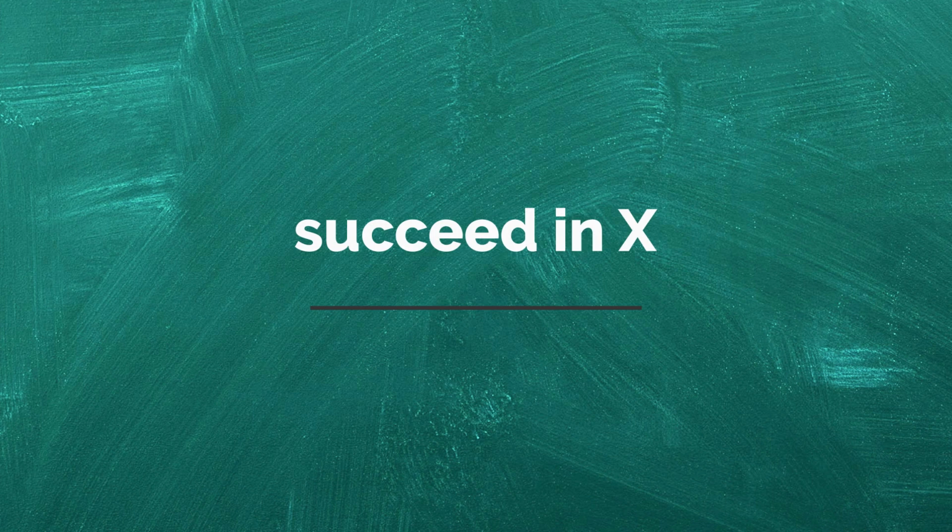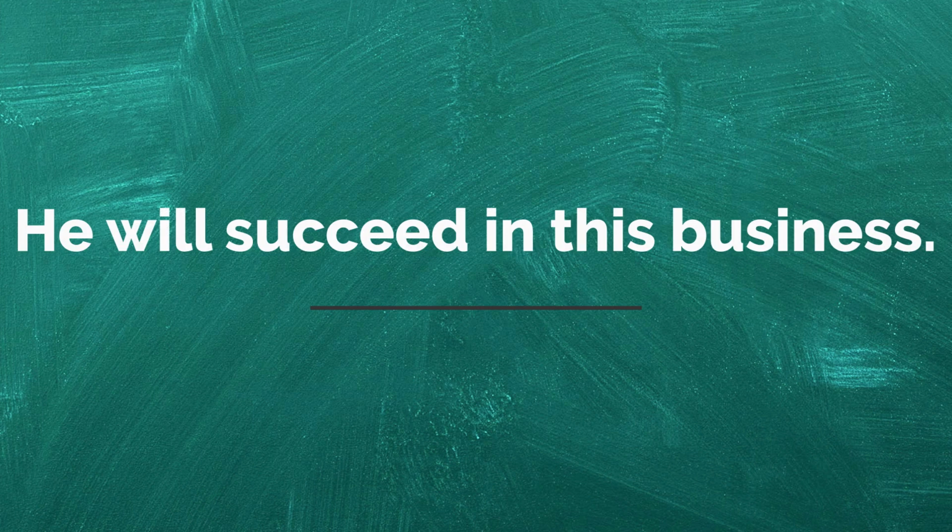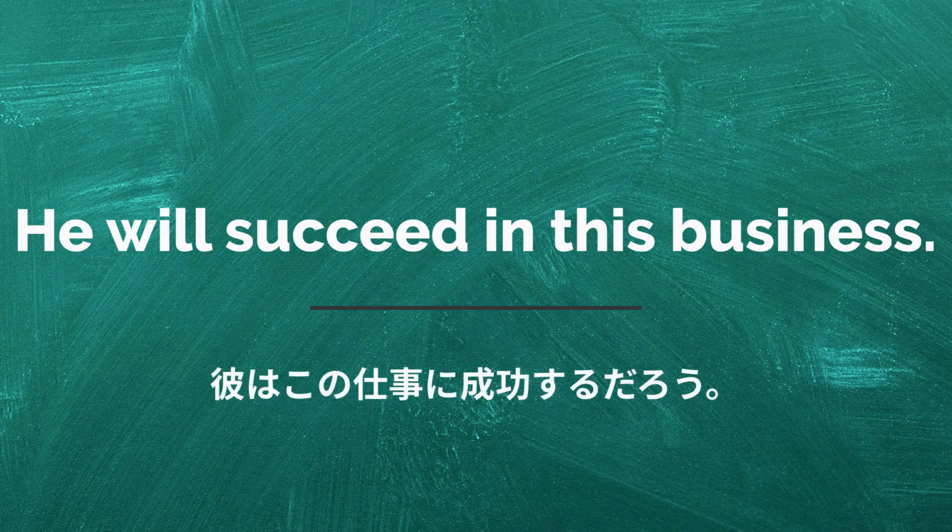Succeed in X. X に成功する。 Succeed in X. He will succeed in this business. 彼はこの仕事に成功するだろう。 He will succeed in this business.